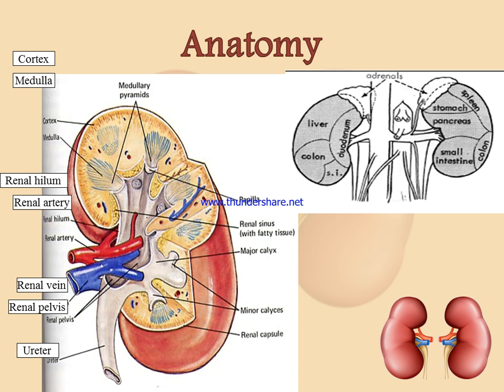All this is anatomy. This is a kidney image. This is a renal pyramid. This is a papilla. These things are the renal sinus. This is a major calyx. This is the renal pelvis. These are the renal vein and renal artery. These are the ureter and renal capsule. These are the minor calyx and these are the major calyx. So this is the basic anatomy.